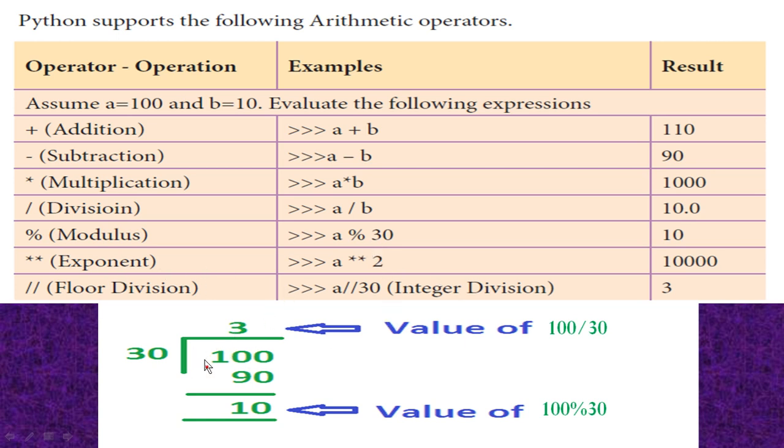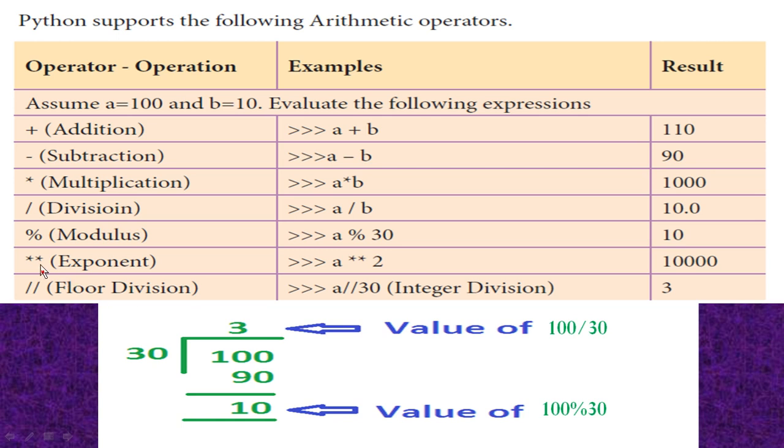Here is an example, a is 100, b value is 30. Now divide 100 by 30. Now the quotient is 3, this is the value of 100 by 30. Here remainder 10 is the value of 100 modulo 30. So the 100 modulo 30 remainder value is 10.